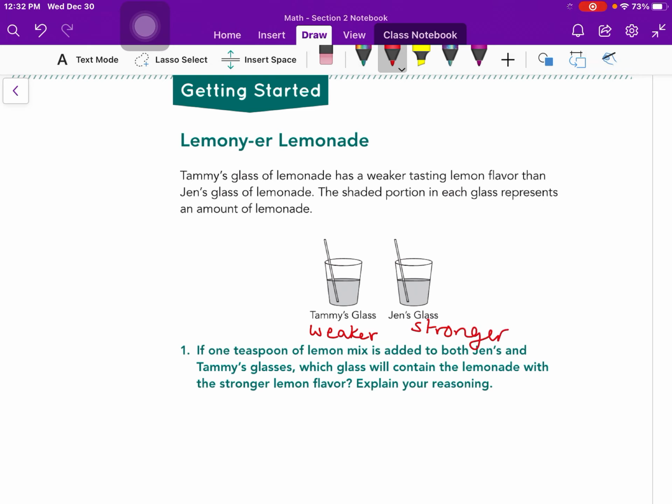If 1 teaspoon of lemon mix, there's my little spoon, if 1 teaspoon of lemon mix is added to both Jen and Tammy's glasses, which glass will contain the lemonade with the stronger lemon flavor? Go ahead, think about it in your head. Which one's going to be stronger? Write down your answer. All right, well, hopefully you said that Jen's glass will be stronger.